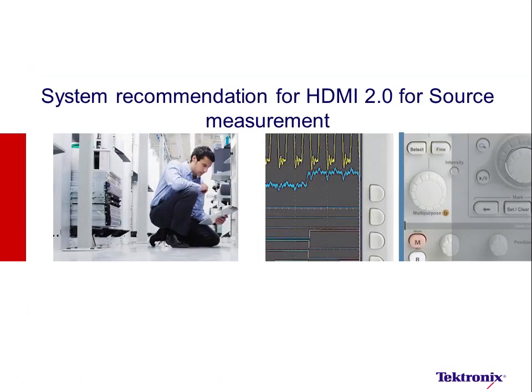With the new rollover of the HDMI specifications, that is HDMI 2.0, handling higher and high-speed data rates at 6 gigabit or 5.94 mega characters per second per channel to be precise, we need new sets of test equipment which can handle these high-speed signals. So now let's look at the system recommendation from the test equipment point of view for source testing.